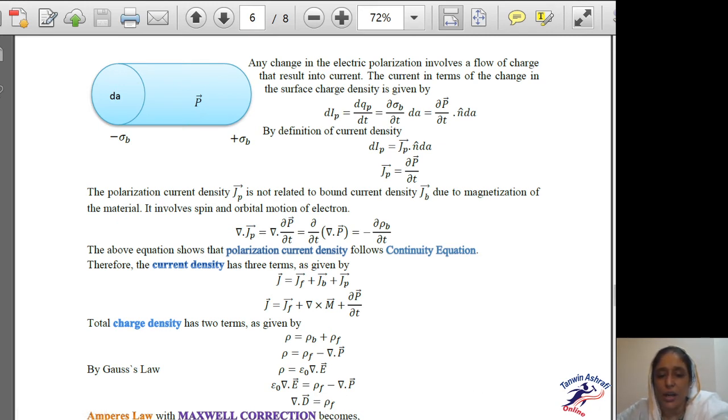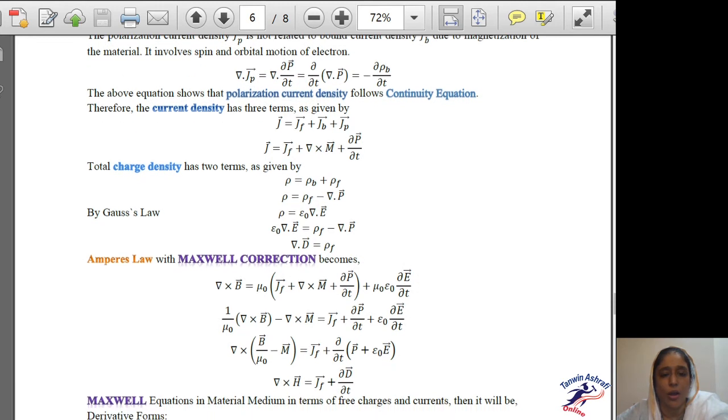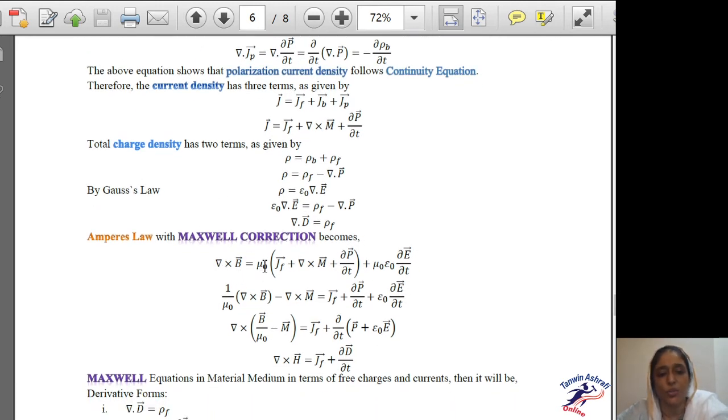Maxwell's correction to Ampere's law. What we have is del cross B is equal to mu naught J. In place of J, we write JF plus del cross M plus delta P by delta T, plus mu naught epsilon naught delta E by delta T. Now, if we take this del cross M to the left-hand side and add these two terms, we get this is nothing but H, the auxiliary field H, and this is nothing but D, the electrical displacement field D.